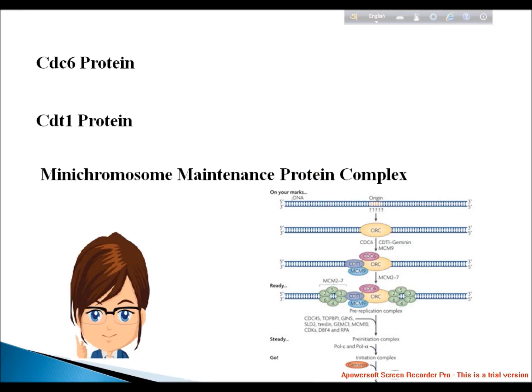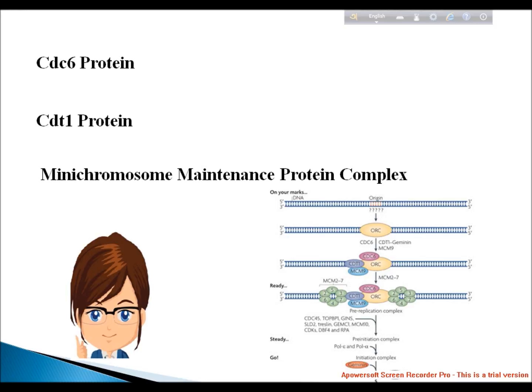Now we come to the CDC6 protein. What is CDC6 protein? Binding of the cell division cycle CDC6 protein to the origin recognition complex, ORC, is an essential step in the assembly of the pre-replication complex, pre-RC, at the origins of replication. CDC6 binds to the ORC on DNA in an ATP-dependent manner, which induces a change in the pattern of origin binding that requires ORC1 ATPase.